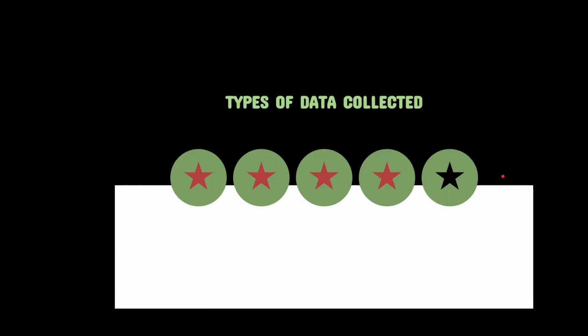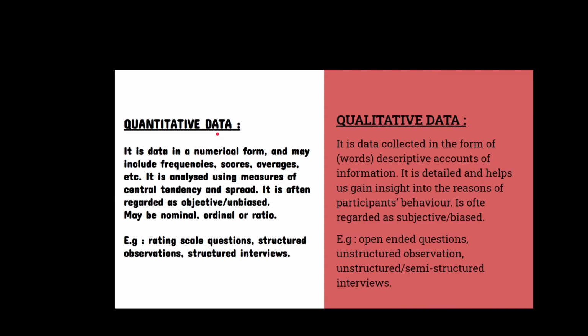Now we move on to another topic under research methods. This is types of data that can be collected. Essentially, the types of data that can be collected during research are broadly classified in these two categories. So first we have quantitative data, which is basically data in numerical form. So think of scores or frequencies.